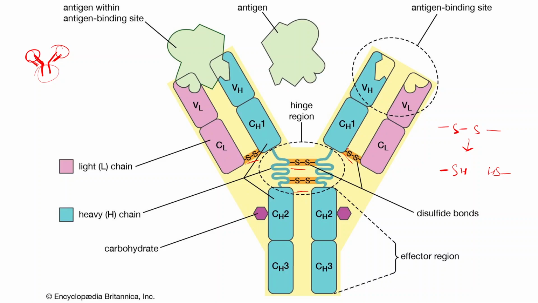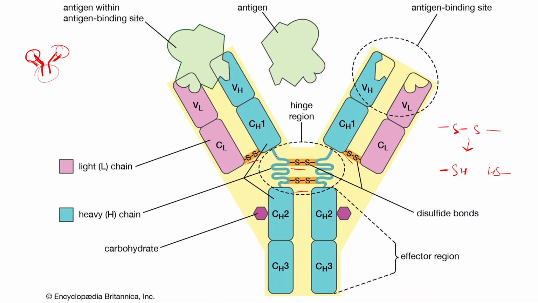To break this bond, any kind of reducing agent, beta mercaptoethanol. You have studied about beta mercaptoethanol and DTT when we were discussing SDS-PAGE electrophoresis. Those chemicals can actually help reduce these disulfide linkages.